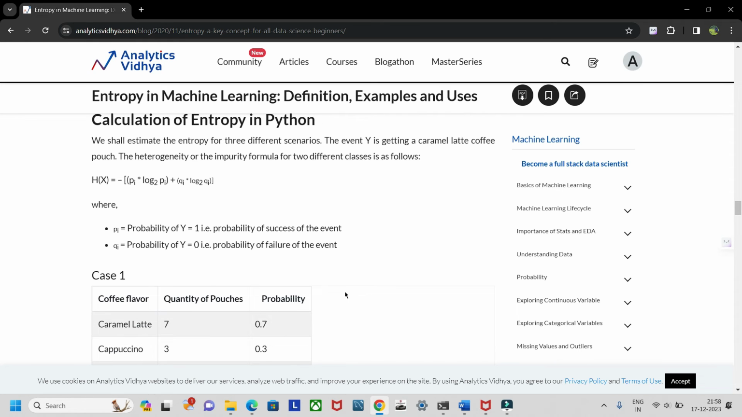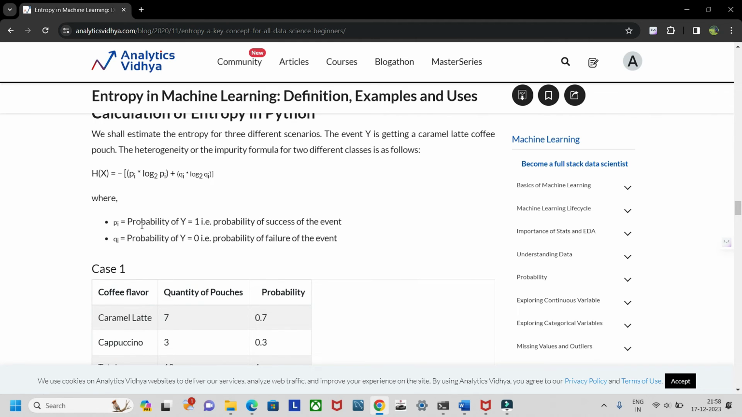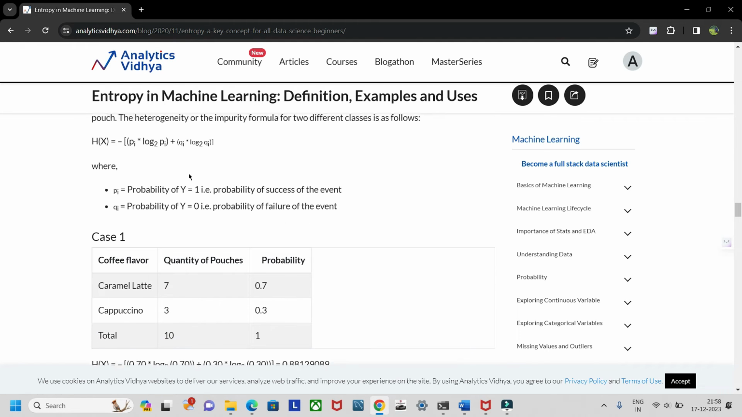Here the formula for entropy is H(X) = -pi log pi - qi log qi. Here pi and qi are the success event and failure event. That is, pi is the probability of y equal to 1, the success event, and qi is the probability of y equal to 0, the failure event. So this is how you calculate entropy.